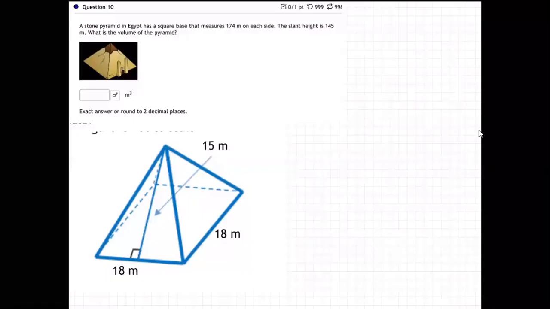Okay, so on this one, we are trying to find, well, let's read it. A stone pyramid in Egypt has a square base that measures 174 on each side. The slant height is 144. What is the volume of the pyramid?